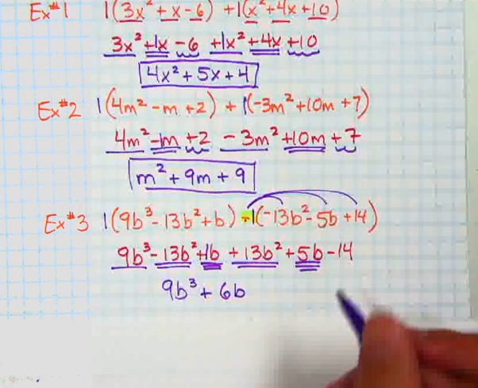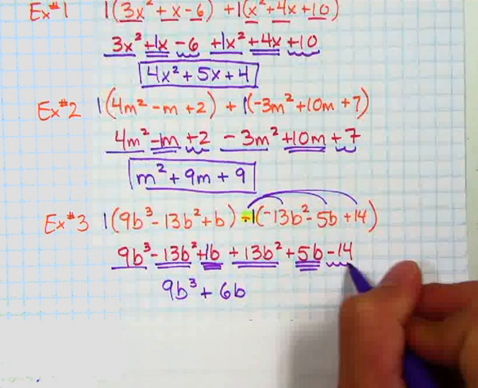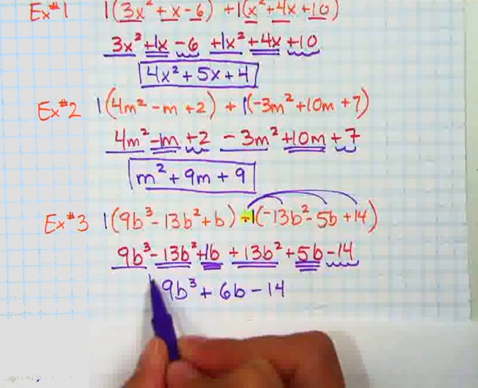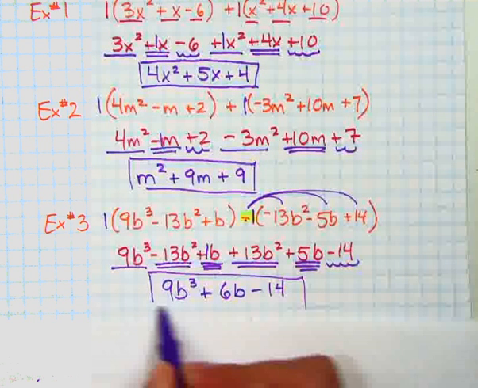Scary. And then last but not least, my constant, he's all by himself again. He says, hey, it's okay, I can be by myself. Let me write it just like that. And there is my answer. That's how you add polynomials.